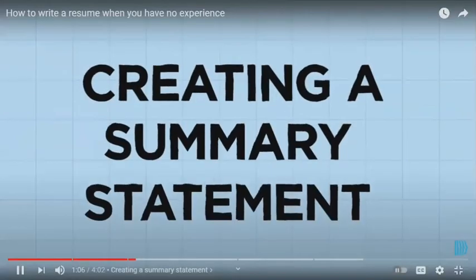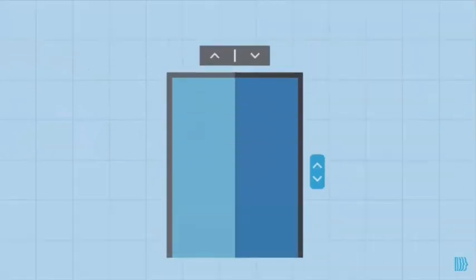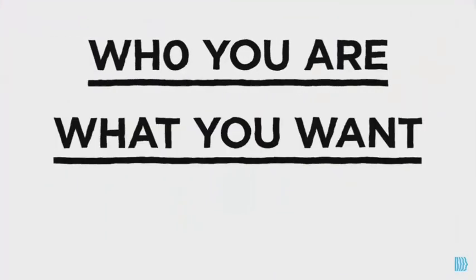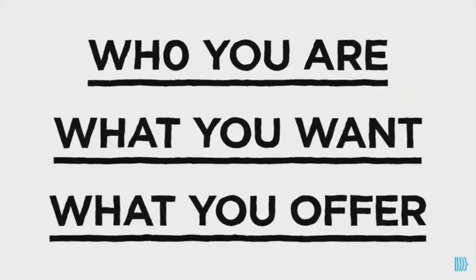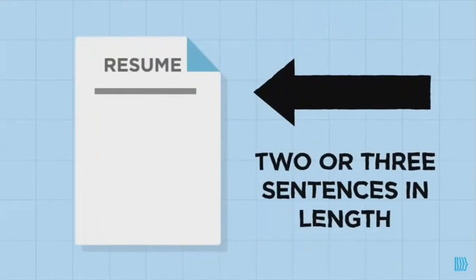Employers want to know what you can bring to their business. The summary statement is your resume's elevator pitch. It should tell employers who you are, what you want from the job, and what you can offer to the organization or business. This should all sit at the top of your resume and be 2 or 3 sentences in length. Here is an example.